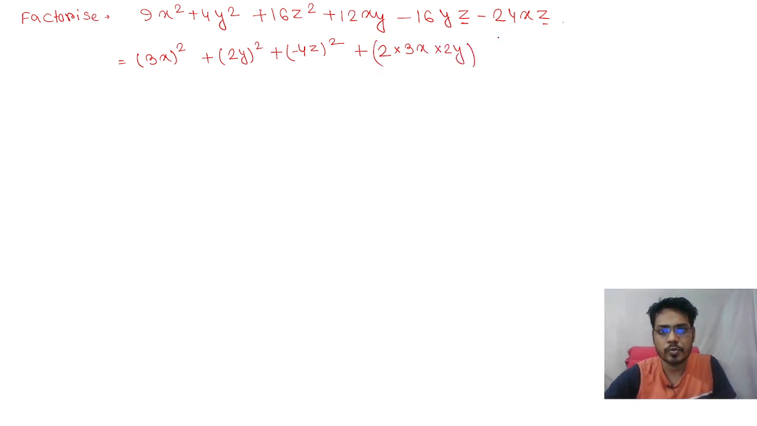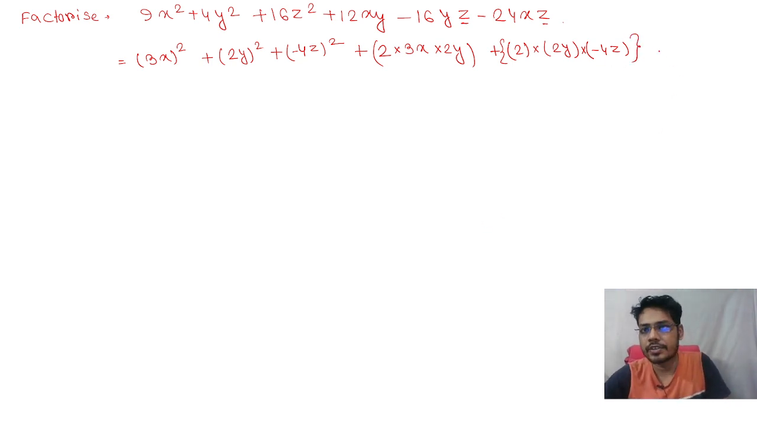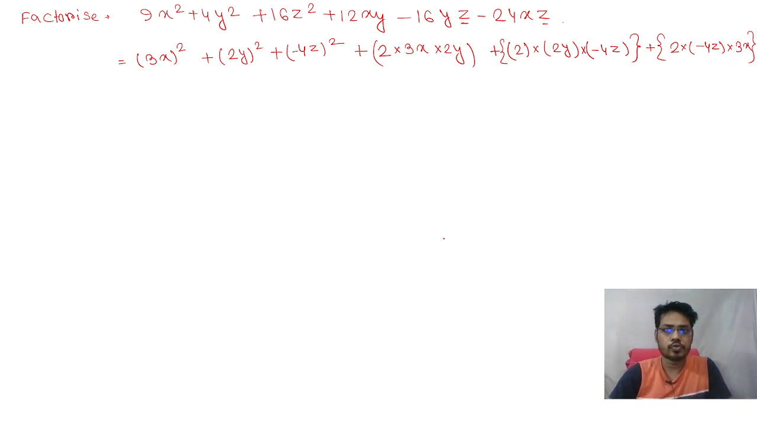We can write instead of 12xy, plus here we can write 2 multiply 2y multiply minus 4z instead of this 16yz, and there we can write 24xz. So we can write 2 multiply minus 4z multiply 3x instead of 24xz. So now it is a square, b square, c square plus 2ab plus 2bc plus 2ca.